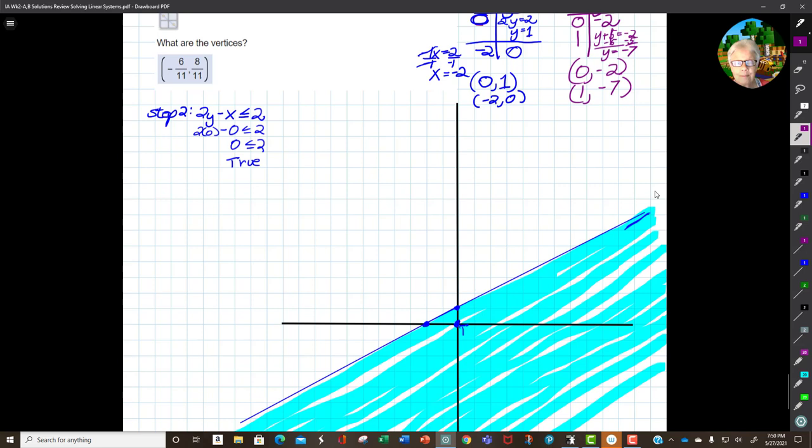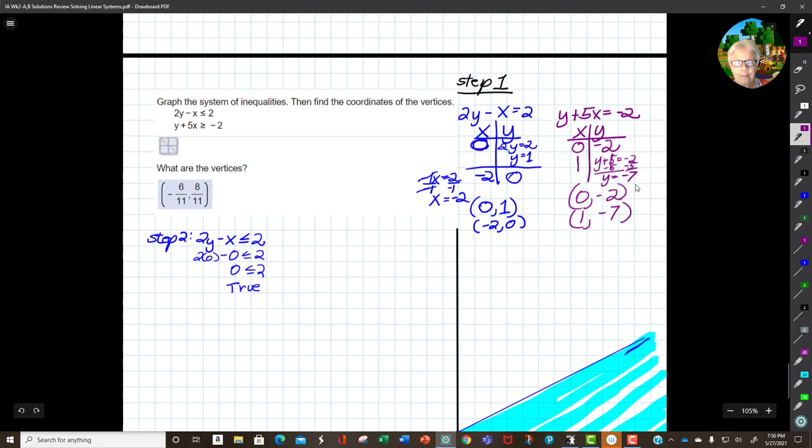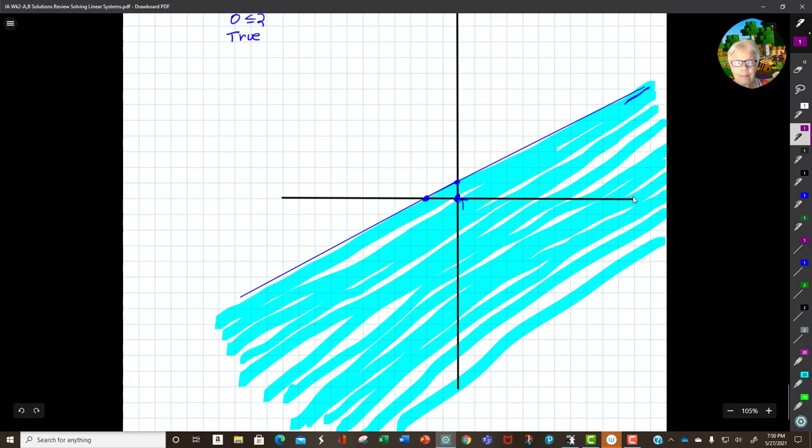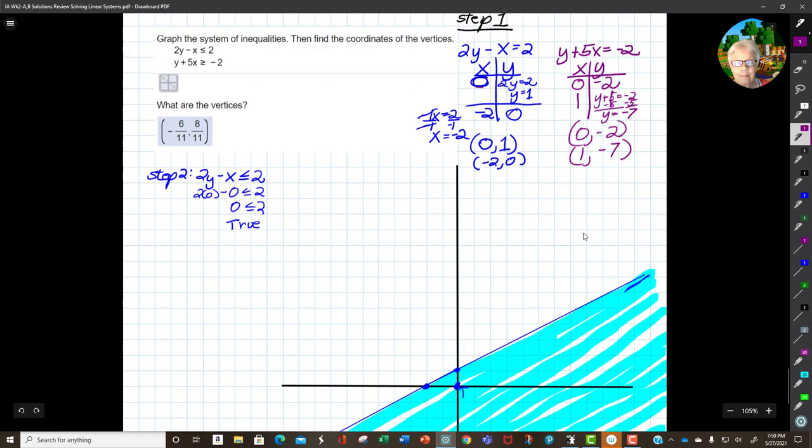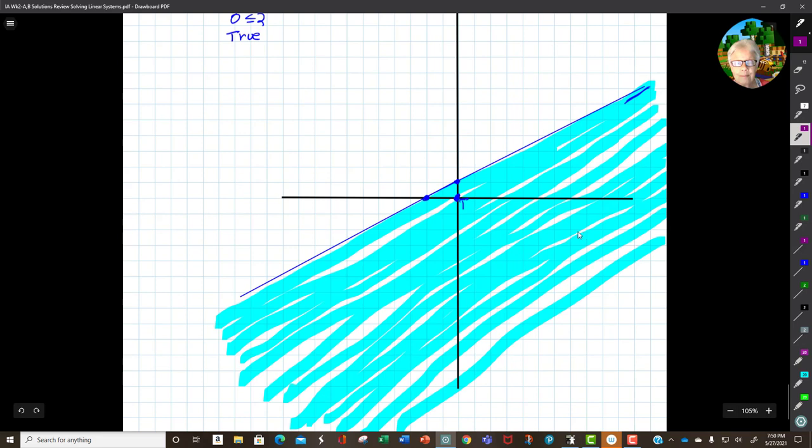Just had another drink of coffee. Okay, so 0, negative 2. Double check that. Yeah. 0, negative 2 is going to be right there. Well, I guess we know where the vertex is going to be.